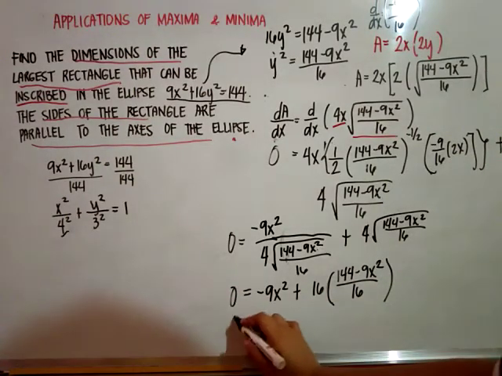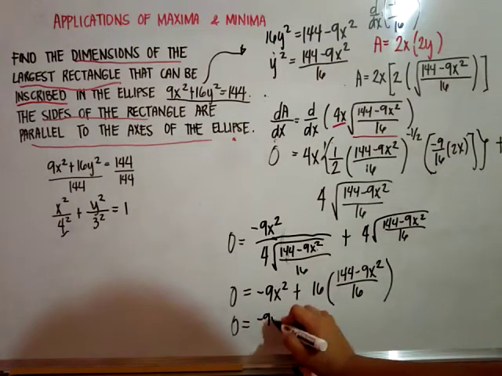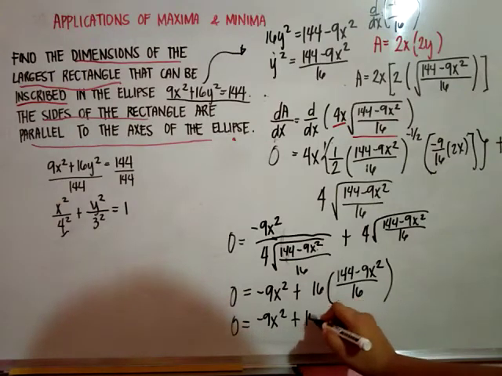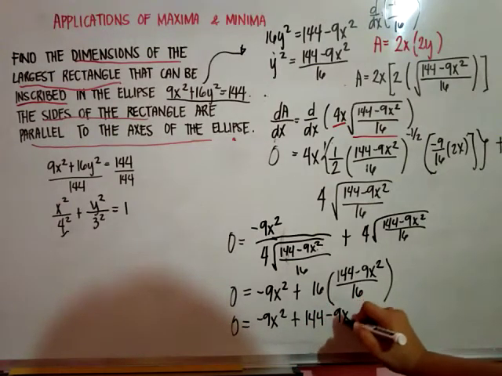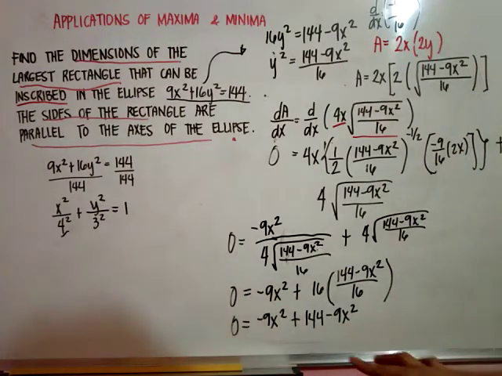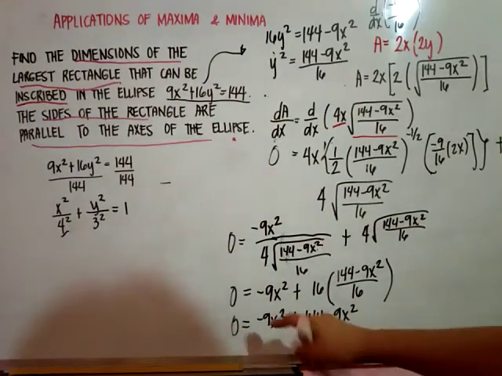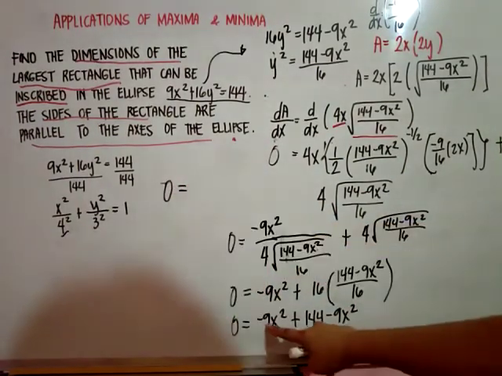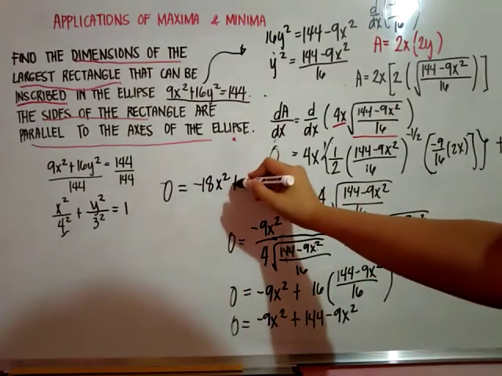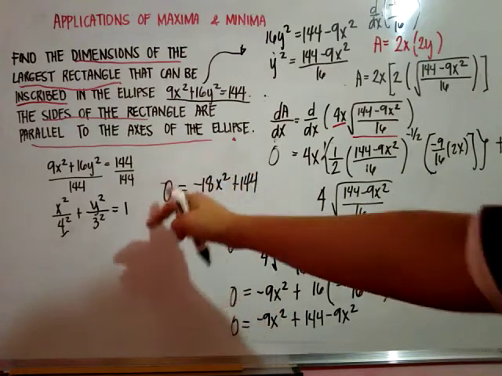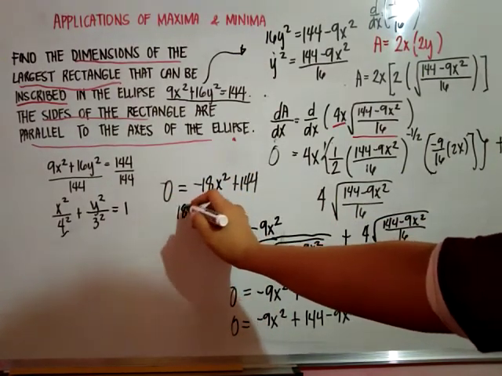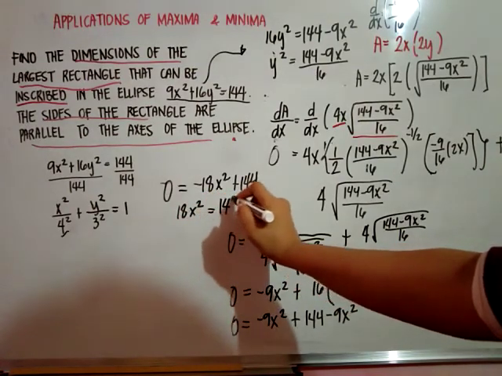So, sige pa, simplify pa natin furthermore. So, in order to get the value of x, so we have 16 over 16 and the 144 na to, cancel na yung 16 dyan. So, we have, simplify ulit. So, we have a negative 0 is equal to negative 9x squared minus 9x squared is 18x squared plus 144. So, i-transpose natin to, term na to. So, we have 18x squared equals to 144.